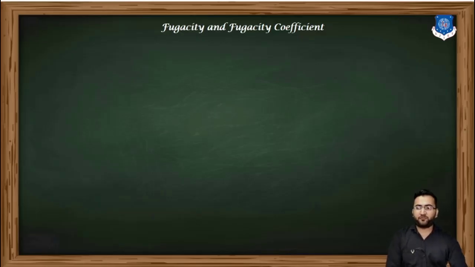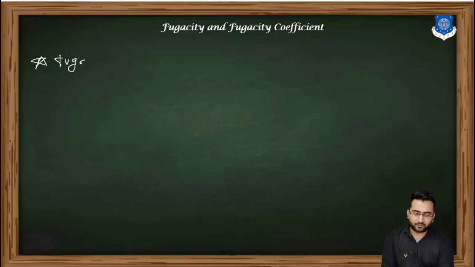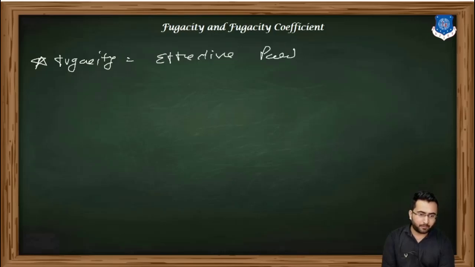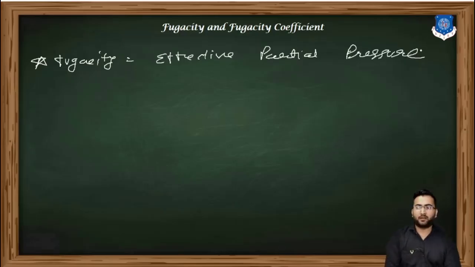Now let's discuss fugacity and the fugacity coefficient. The concept of fugacity is widely used in solution thermodynamics to represent the behavior of real gases. Fugacity is an effective partial pressure. So we can say that fugacity is an effective partial pressure of a real gas. In other words, it is an idealized pressure of a real gas.